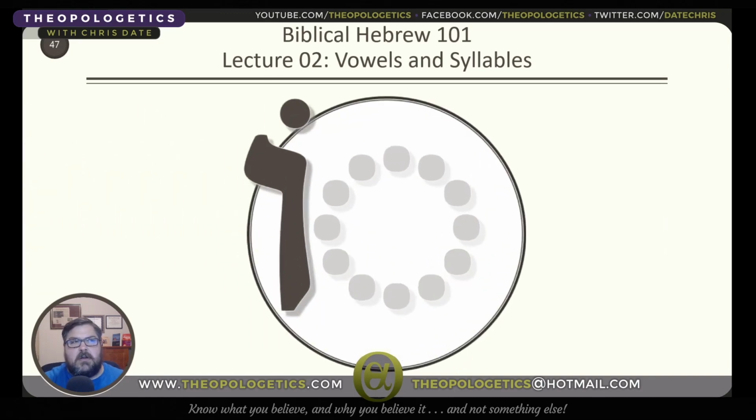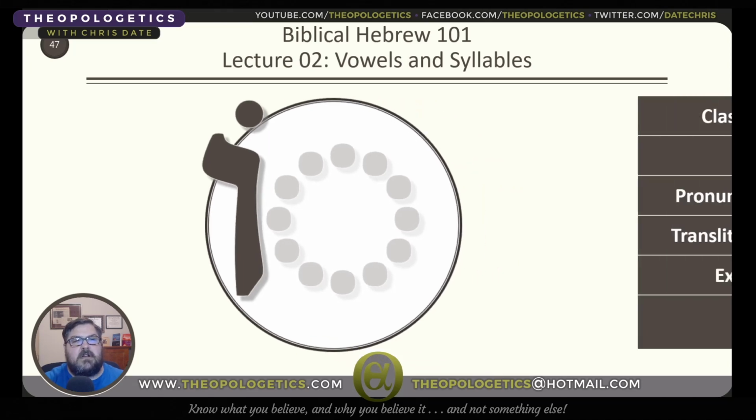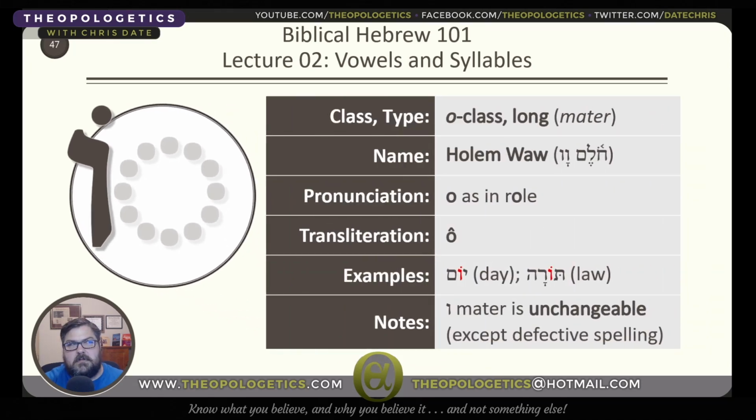Another mater in the O class of vowels is called holam vav. This also is pronounced like the O in roll. It is transliterated using an O with an upward pointed caret over it. Words that include the holam vav are yom, meaning day, and Torah, meaning law or instruction.